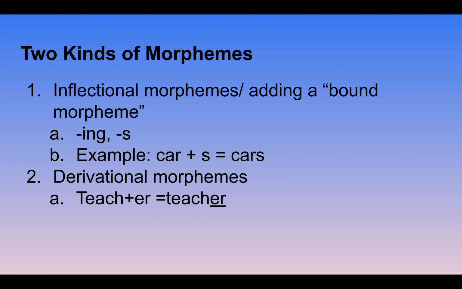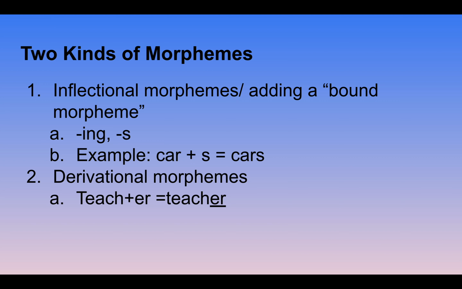If a word has an inflectional morpheme, it's still the same word with a suffix, or even more than one suffix, added on. So, an example: take the base word car, add -s, which is called a bound morpheme, to it. You're making it a plural, cars. In this case, -s is called a bound morpheme because it can't stand alone. It's bound to the word.